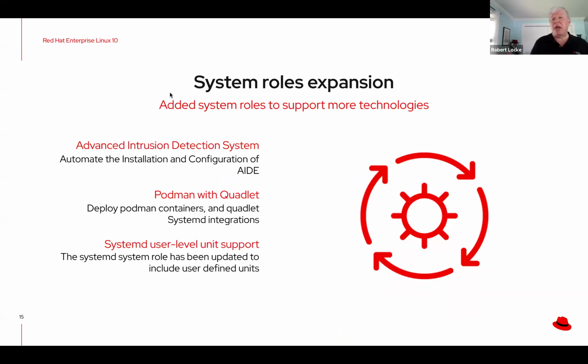System roles have been expanded. If you haven't used system roles before, these are Ansible collections, Ansible capabilities that we can use directly on the systems. And so we've added system roles to support the deployment of AIDE, your advanced intrusion detection environment. We've added roles to support Podman to better integrate and deploy and manage those containers on remote RHEL systems. And some systemd user level unit support has been added.